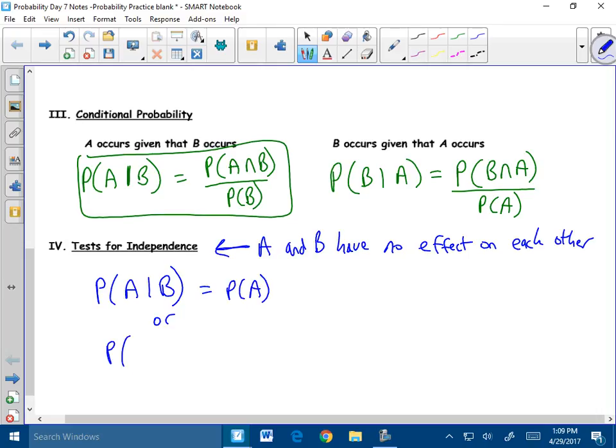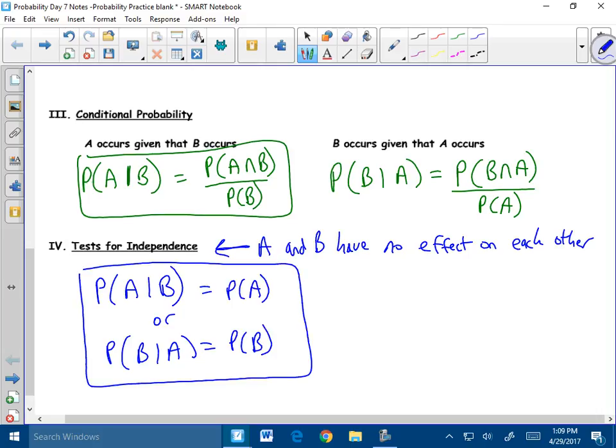Or you could go the other way as well, depending on which information you have. Probability of B given A would be equal to the probability of B. Again, either one of those, depending on which information you have. As we mentioned yesterday, you could also use the product test every once in a while, and they ask about that.